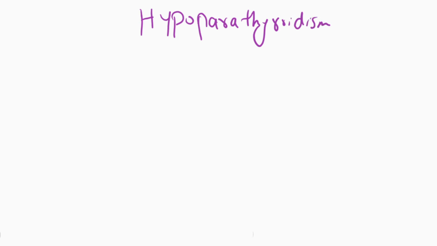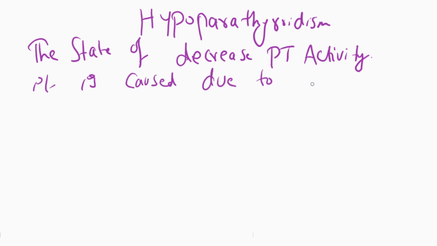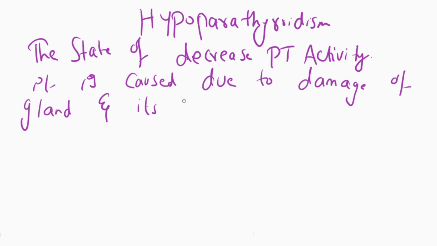The second state of parathyroid is hypoparathyroidism. The state of decreased parathyroid activity is known as hypoparathyroidism. It is caused due to damage of the gland and its blood supply.